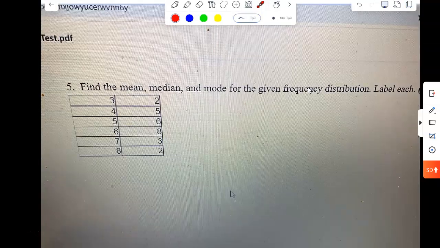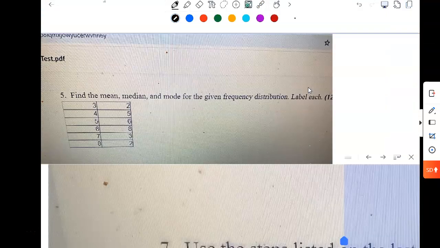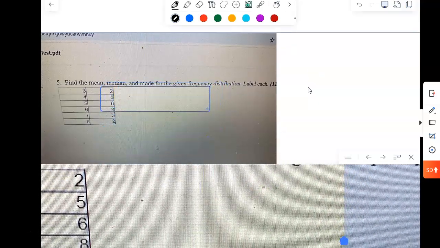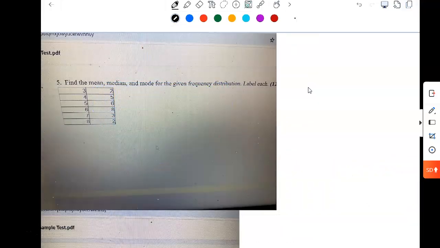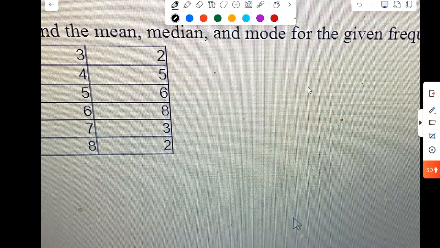mean. To do the mean with a frequency distribution, what we do is we're going to total everything up. So 2, 5, 6, 8, 3, and 2. Total all that up. 2, 5, 7. 6 is 13, and 8 is 21, and 3 is 24, and 2 will be a total of 26 values.